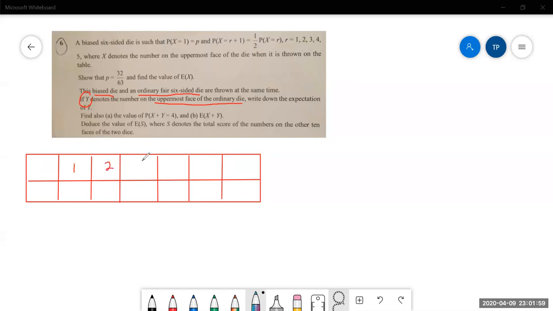One, two, three, four, five, six. The die got zero or not? No, right?